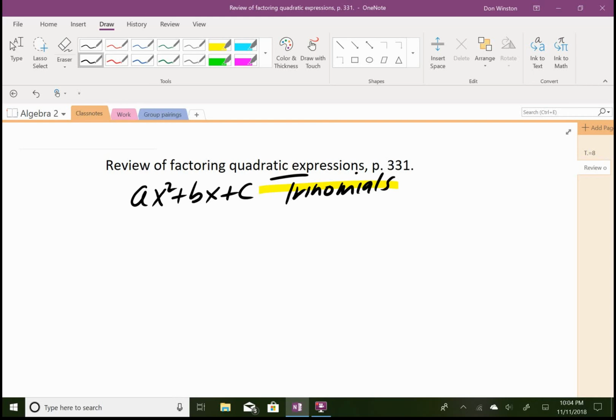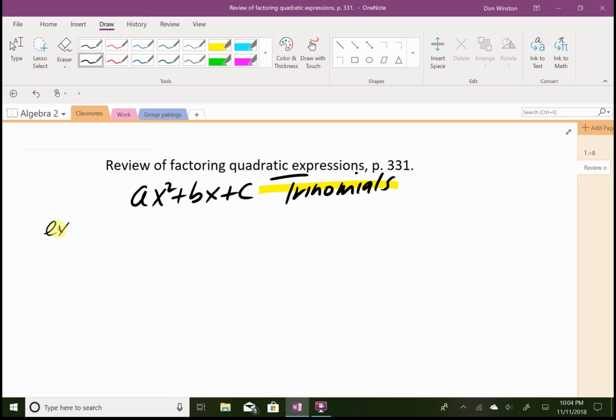Okay, I'm going to now take a look at factoring trinomials. But before I actually factor trinomials, we have to take a look at multiplying two binomials, or if you recall, foiling. So let's review foiling.